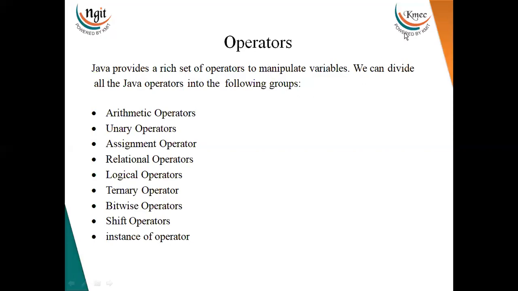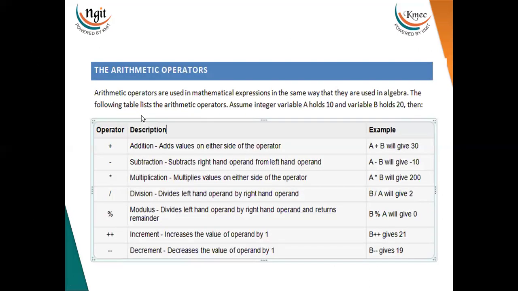Hello guys, welcome back. Now we are going to cover the operators in Java. Java provides a very rich set of operators to manipulate the variables. We divided all these operators into the following groups: arithmetic operators, unary operators, assignment operators, relational operators, logical operators, ternary operators, bitwise operators, shift operators, and instance operators. Now we will cover them one by one.